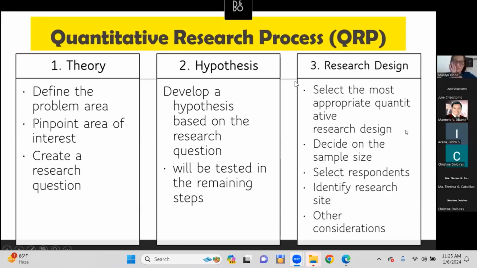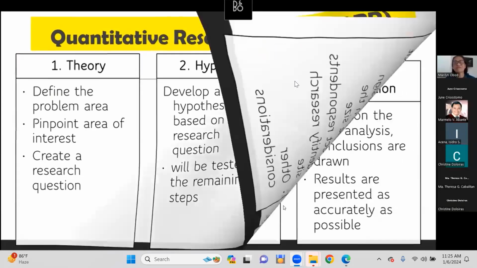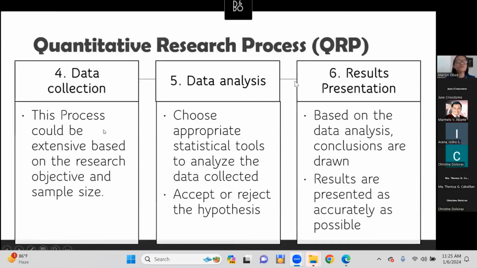Yung research design, depende yan sa mga nabasa mo. Ayan. Research site, o diba, kung saan, yung sinasabi ko kanina. And then, data collection, na-identify mo na lahat yun. Kaya nga process ito eh. Hindi ka pwedeng mag-data collection na hindi mo na-identify saan ka muna mag-collect ng data. Okay po? And hindi ka pwedeng mag-data analysis kung wala kang data collection. Diba? And results presentation. So this is a process. It should not be rearranged. Okay.